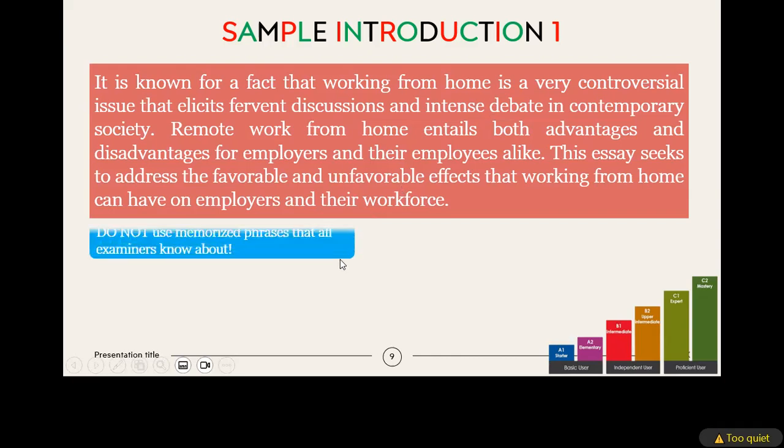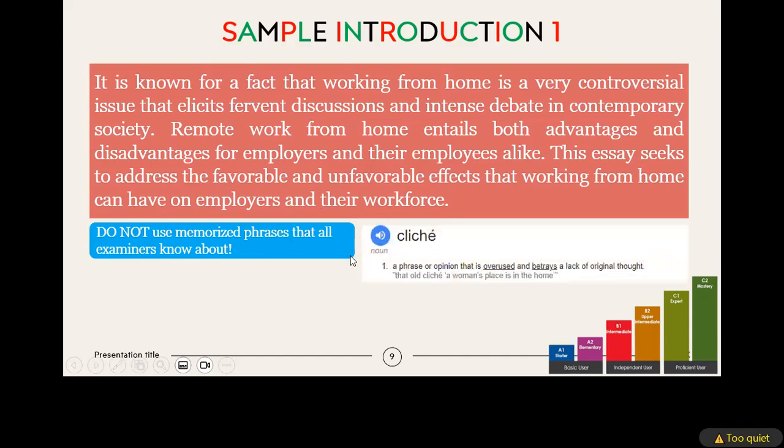So this one, first thing, do not use memorized phrases that all examiners know about. We know about them, guys. Wallah, we know about them. Okay, this is number one. This is called a cliché. Now this is from the dictionary: a cliché is a phrase or opinion that is overused, worn out, and betrays a lack of originality.